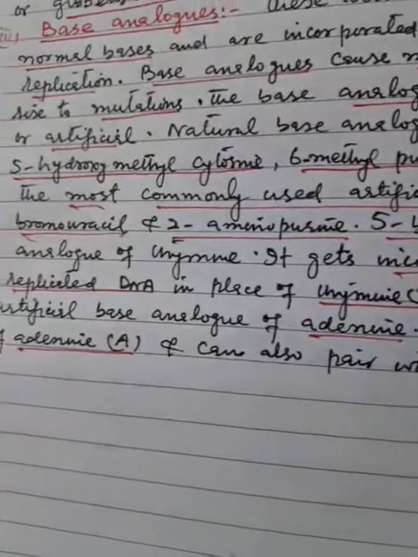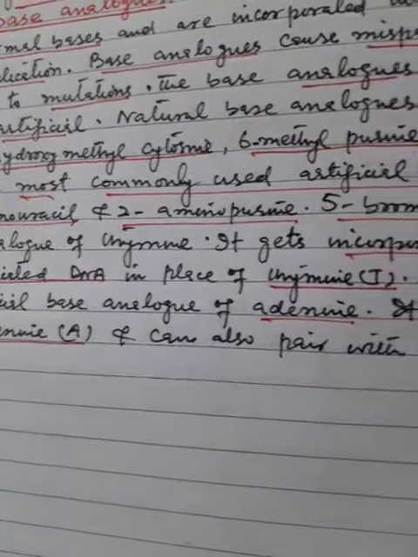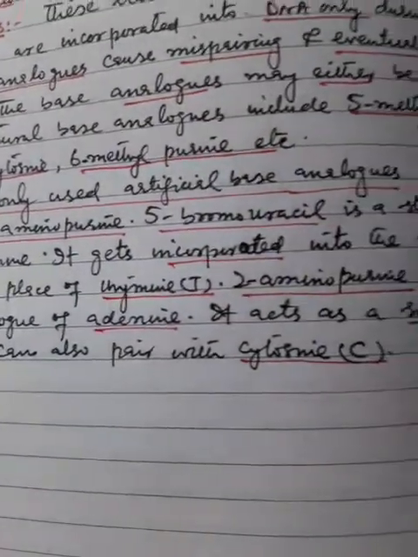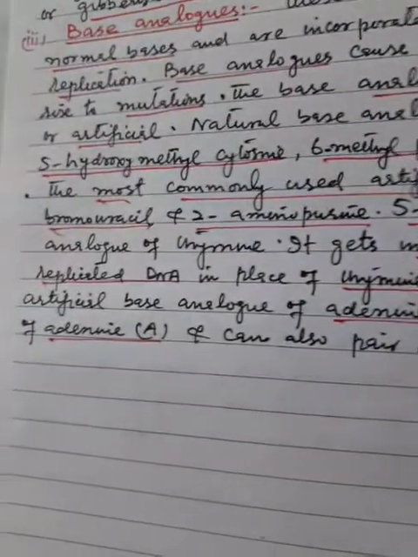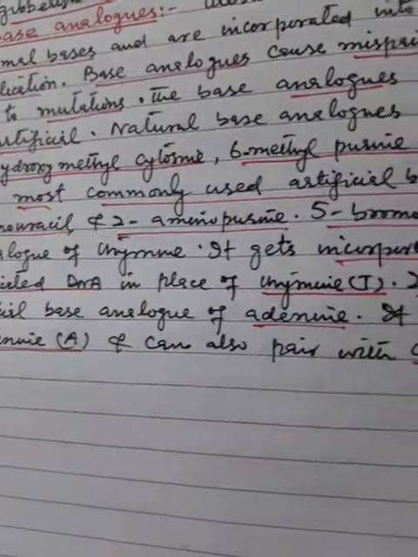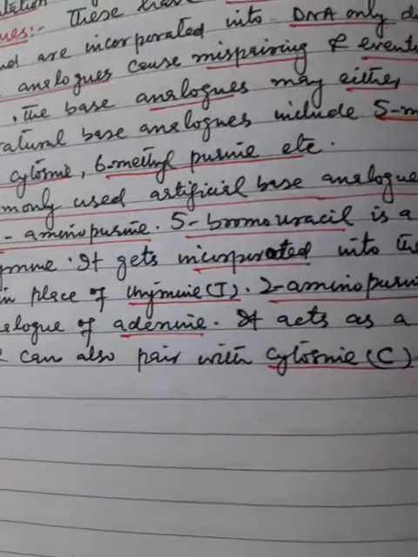2-aminopurine is an artificial base analog of adenine. It acts as a substitute of adenine A and can also pair with cytosine C.